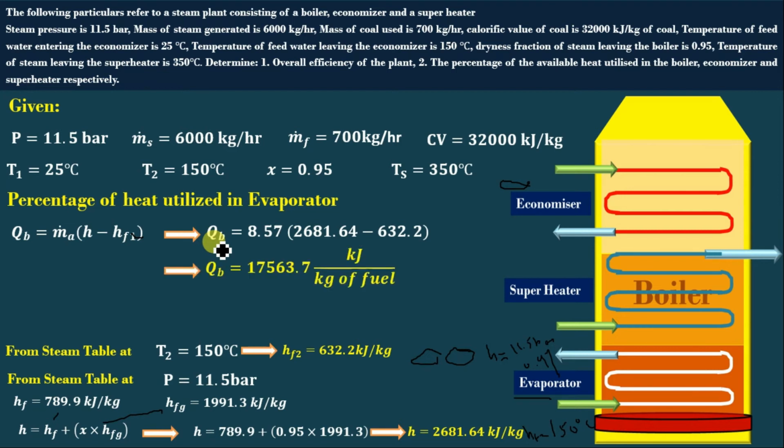Substitute, that is 8.57 times 2681.64 minus 632.2. QB becomes 17563.7 kilojoule of energy per kg of fuel. This much energy is needed to develop steam from 150 degrees to 11.5 bar, dryness fraction 0.95. For total available 32,000, the percentage of heat available in the evaporator is QB divided by CV. So 54.89 percentage heat is utilized in the evaporator.